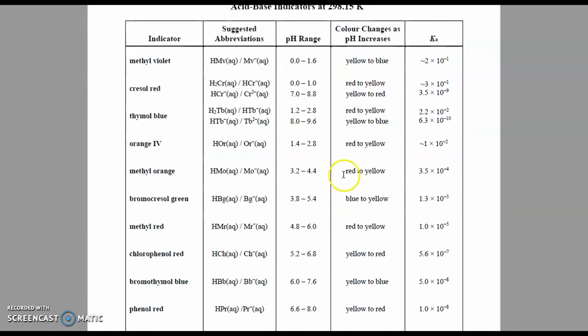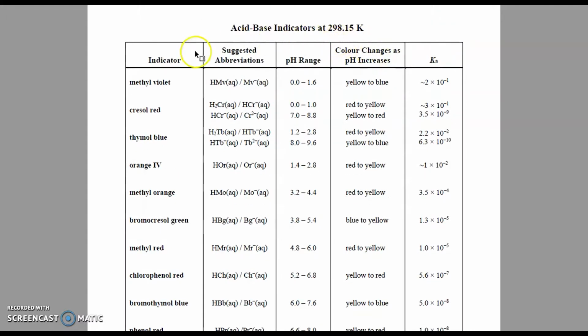One last thing that you don't need to know is you can see on this chart here we have this last column called Ka. This is Chem 30 stuff. You don't need to know this. I just have it here in your Chem 20 data booklet because this is the exact same acid-base indicator table that you'll get in your Chem 30 data booklet. So I just copied and pasted it into here so that it wasn't any different from year to year.